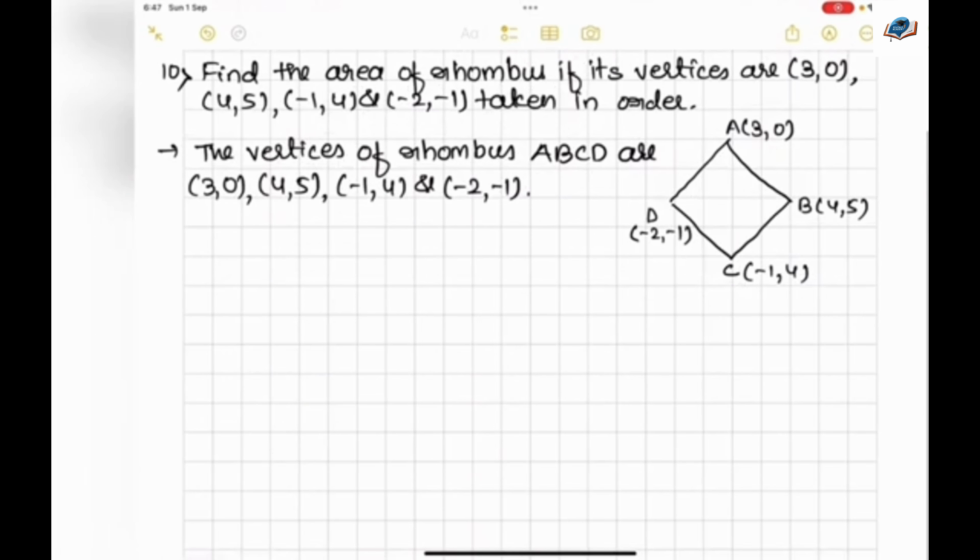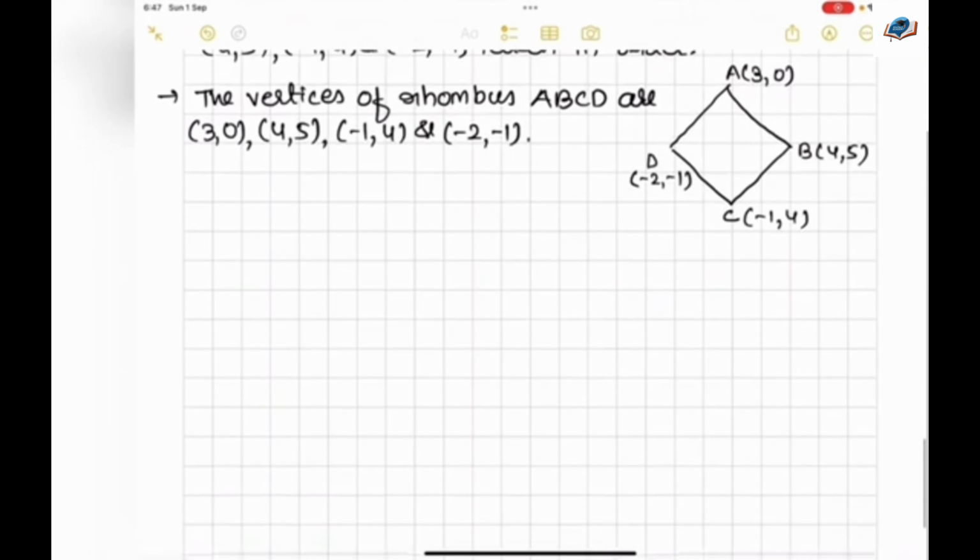Next question says find the area of rhombus if its vertices are 3, 0, 4, 5, minus 1, 4 and minus 2, minus 1 taken in order. So we know that here the vertices of rhombus ABCD are 3, 0, 4, 5, minus 1, 4 and minus 2, minus 1. So respectively I have given the name. Now diagonal AC will be, I have to use distance formula here.